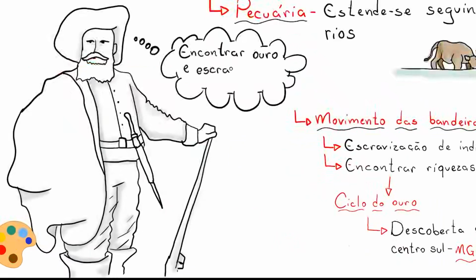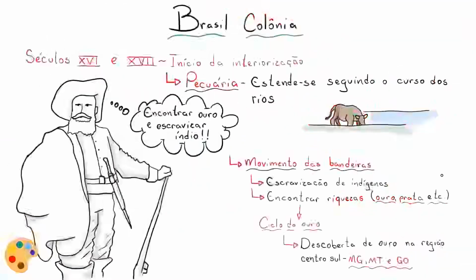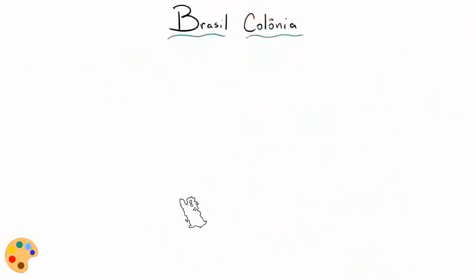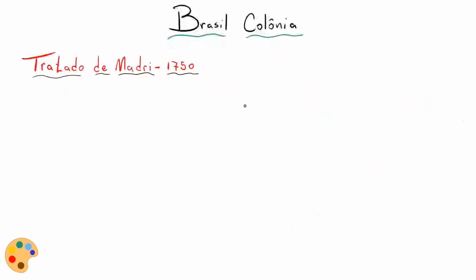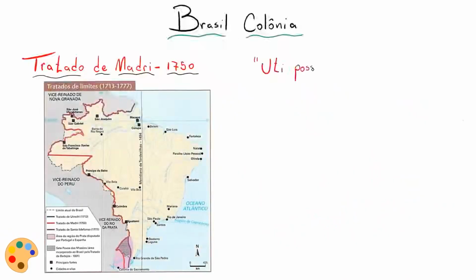And here, as you may have already noticed, this movement inland went beyond the limits established by the Treaty of Tordesillas, and it's in this context that the Treaty of Madrid comes in as a replacement. This treaty followed the principle of uti possidetis, which basically means whoever possesses it is the owner.